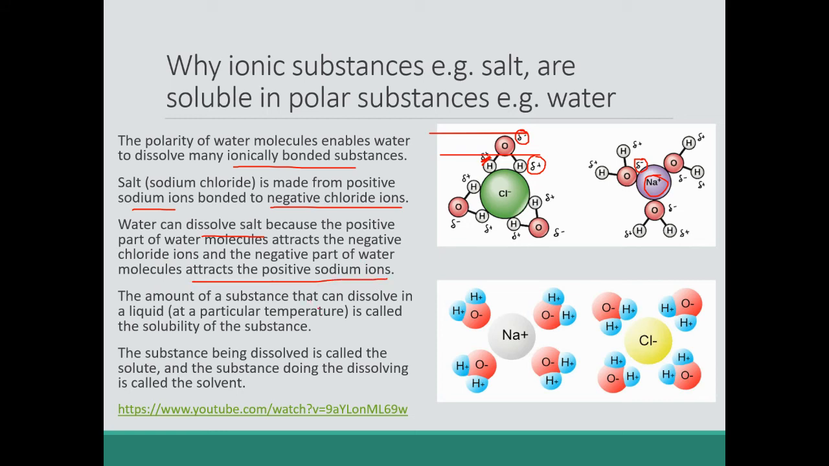The amount of substance that can dissolve in a liquid at a particular temperature is called the solubility. And as I said, some ionic compounds are a lot more soluble than others. The substance being dissolved is called the solute, and the substance doing the dissolving is called the solvent. And there's just another video to reinforce what we've been talking about if you would like to watch that one.